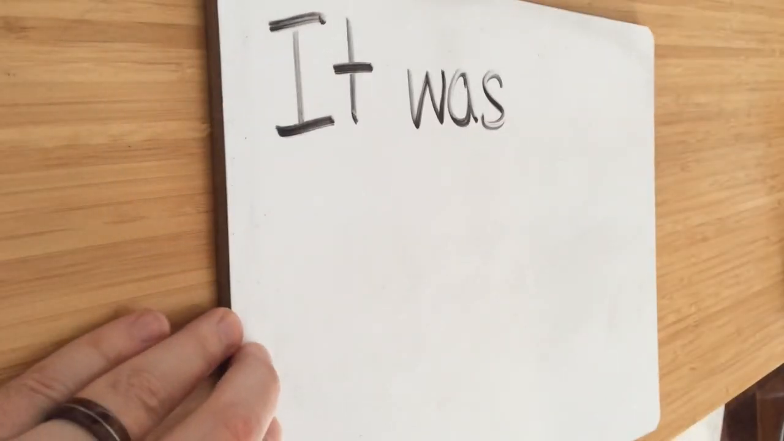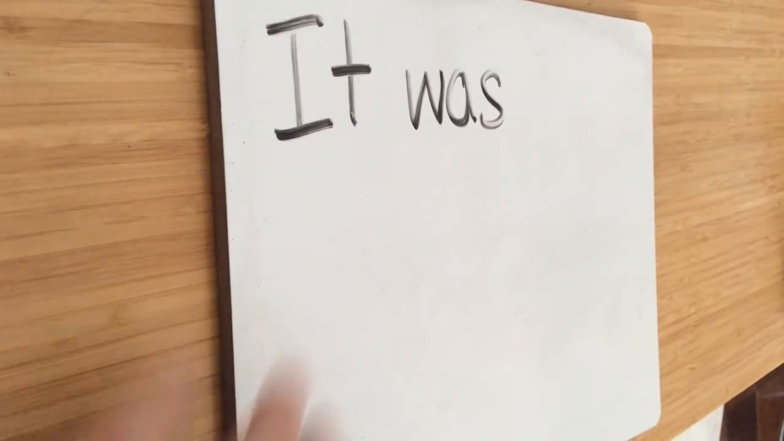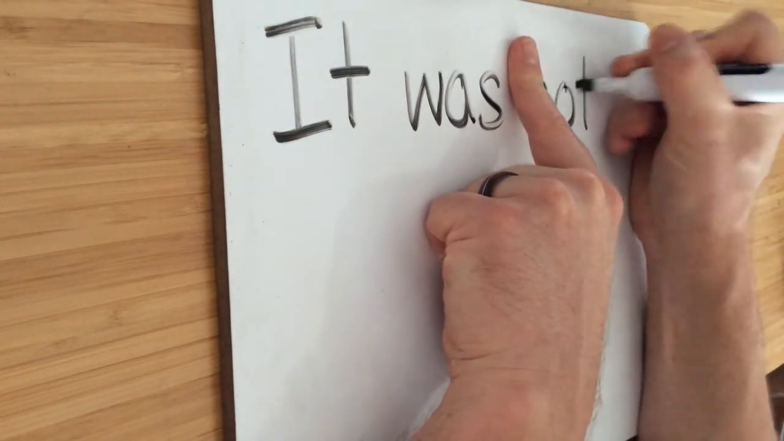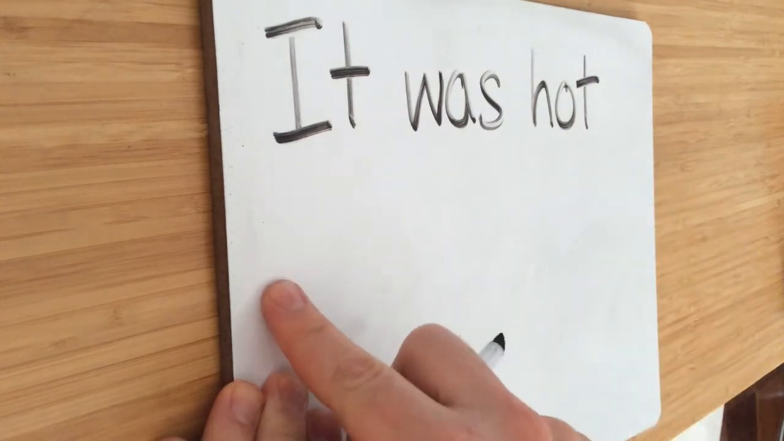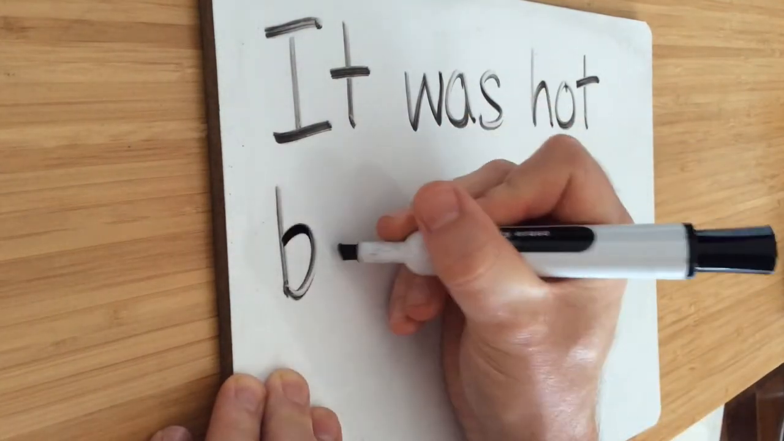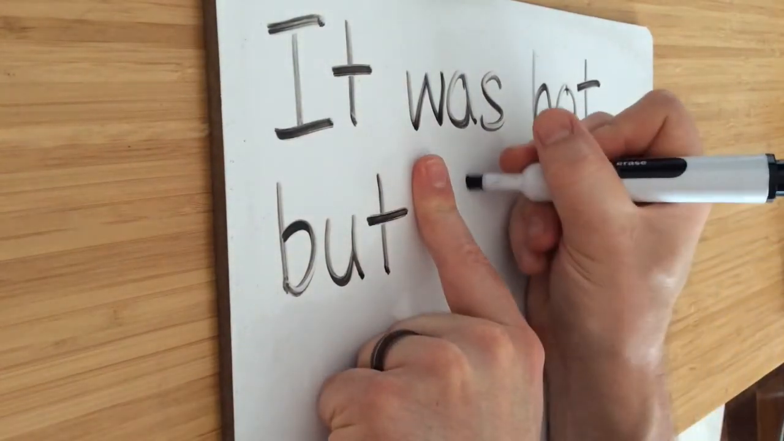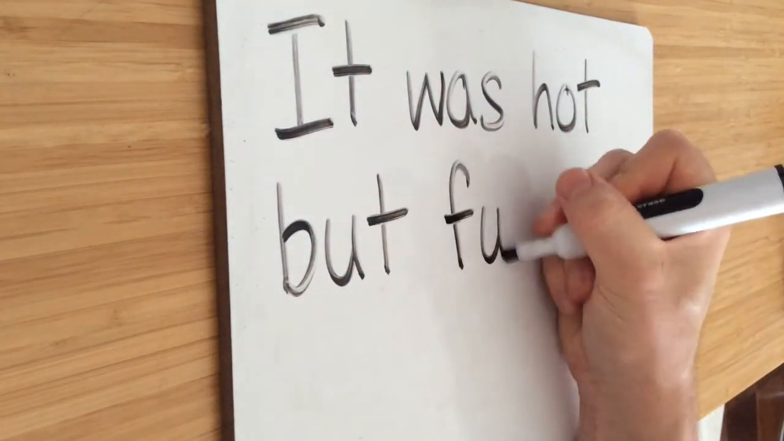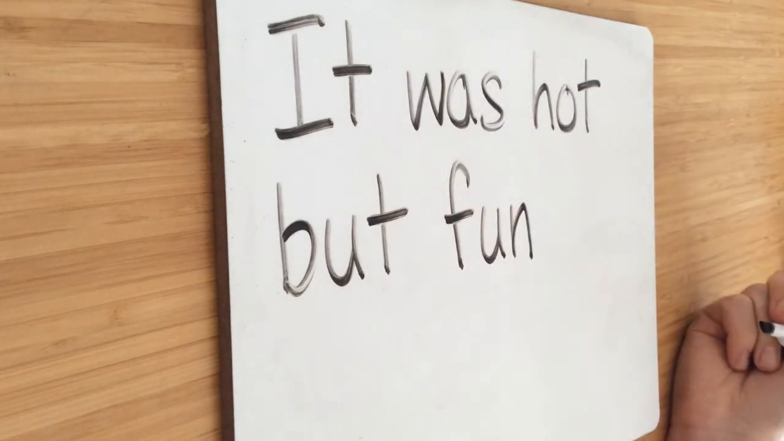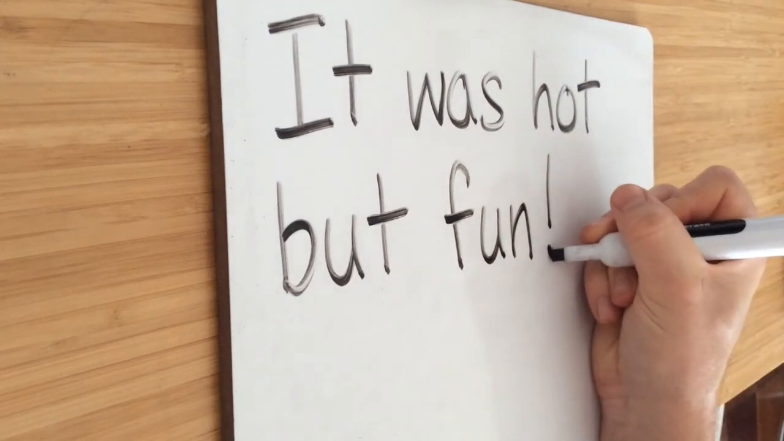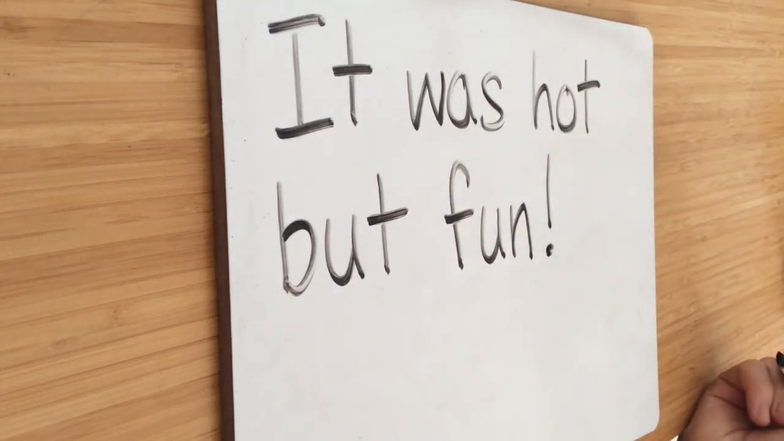Now I'll show you how I wrote it. I start with the words it was, and I want to say it was hot. I don't have any space here, so I'll go to the next line. It was hot but fun. Fun. And that's the end of my sentence, so I'm going to put an exclamation mark to show that I'm excited.